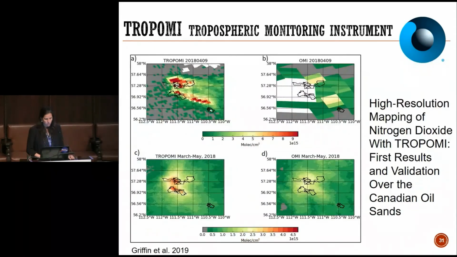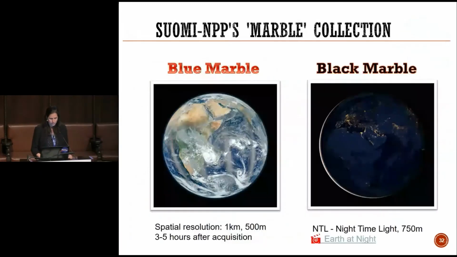As an example, you can see here on the right the OMI data, and on the left, the TROPOMI over the same area. And you can see that TROPOMI gives a much better spatial coverage, and also you can see the spatial variation that wasn't enabled in the OMI data.